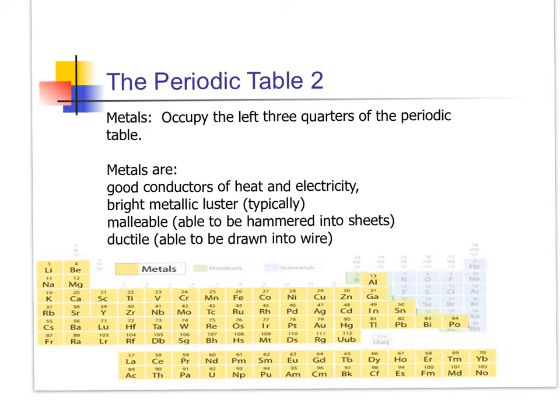More specifically, looking at these groups, the metals occupy the left 3/4 of the periodic table. They are the majority of our periodic table. Metals, for the most part, though not all of them, are good conductors of heat and electricity. Some conduct better than others. Copper is probably pretty good, considering that we use it for a lot of our electrical circuits, although gold is better.